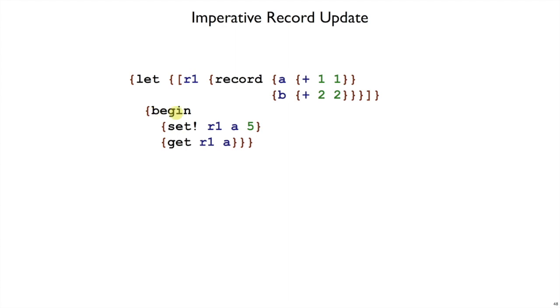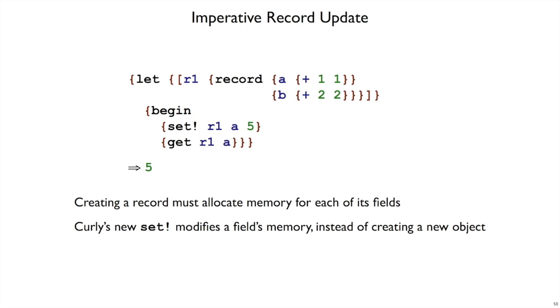We are going to add begin into our language again, as we do when we have state, so that we can sequence something that changes the state and then something that looks at the state. That's why we get 5 there. As we implement this, what that's going to mean is for each of our fields, we need to allocate memory. And then our set bang can modify the memory, change the value that's of a field at that memory.